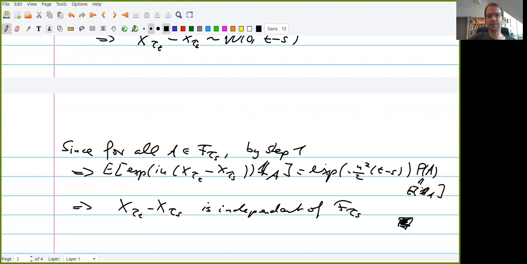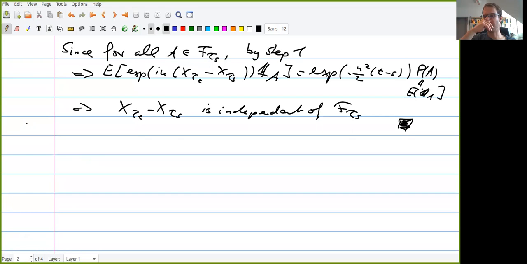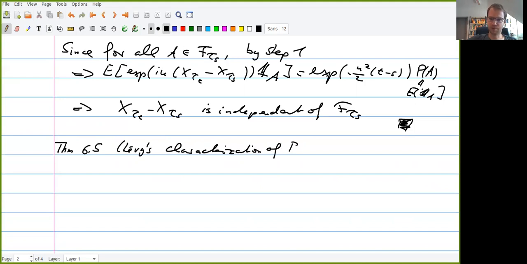And now we can use this time change characterization of martingales, right? That every local martingale with respect to the Brownian filtration is a time-changed Brownian motion. We can use this to characterize the Brownian motion as a special local martingale. And this is the content of theorem 6.2, which is Levy's characterization of Brownian motion.